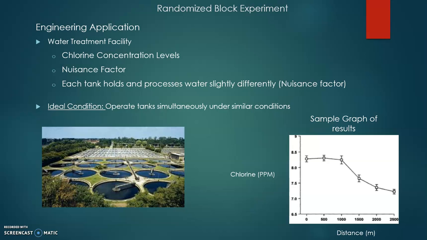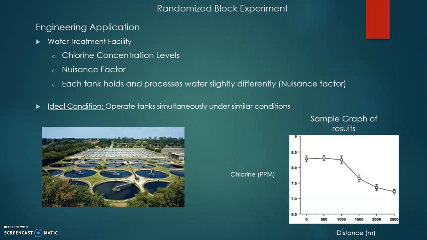The nuisance factor would be that each tank holds and processes water differently, that is within a tolerable range, and the temperatures exceed 90 degrees Fahrenheit. To create an ideal condition for the experiment, all tanks must be operating simultaneously and under similar conditions.